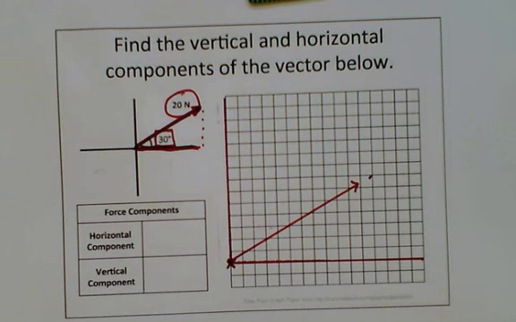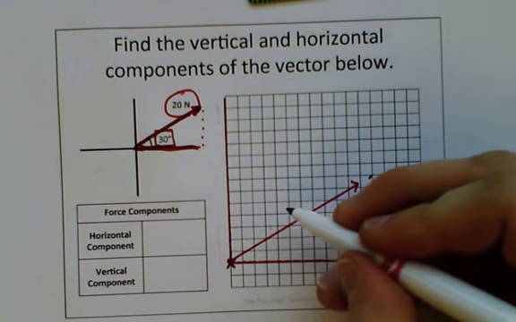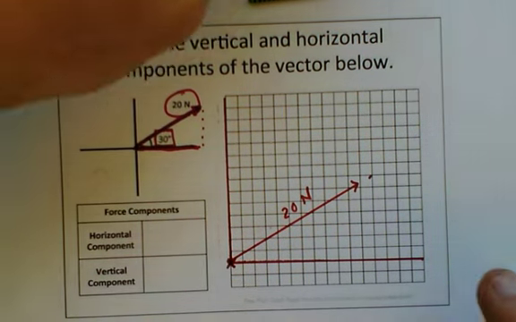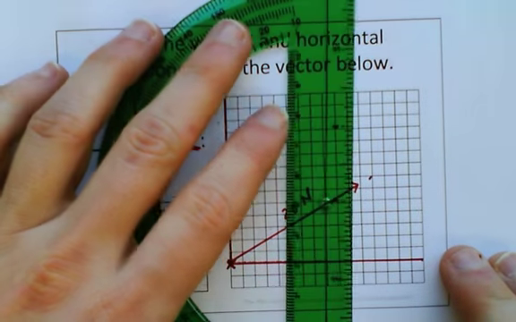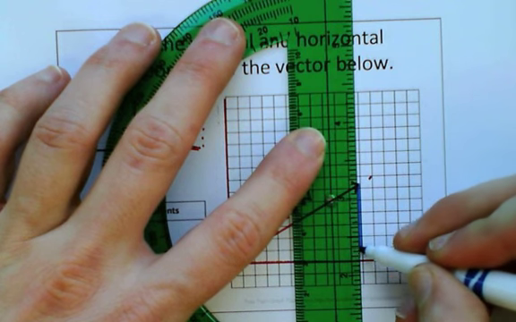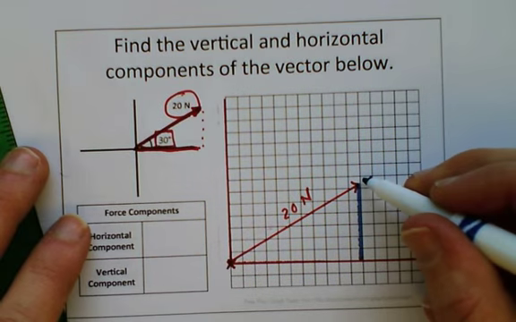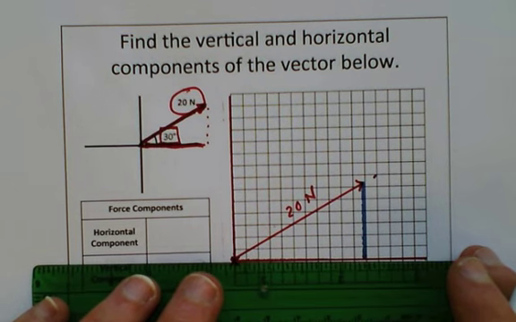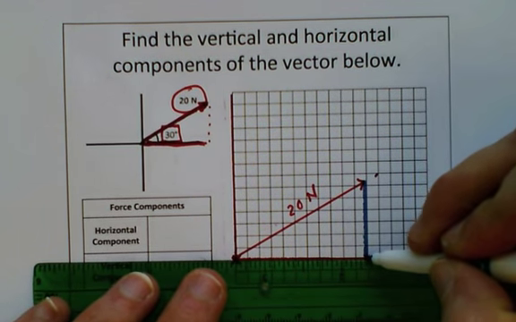Okay, now we're almost there. We've drawn our vector. We know that it's 20 newtons long, and we need to find the vertical and horizontal components. I'm going to go ahead and draw those components in blue so I can keep track of where they are. The vertical component is right here, goes from the horizontal axis all the way up to where the vector ends, and the horizontal component goes right along the horizontal axis.